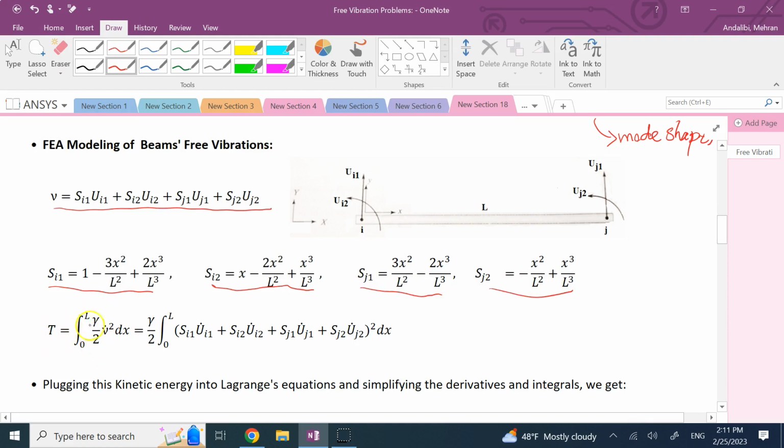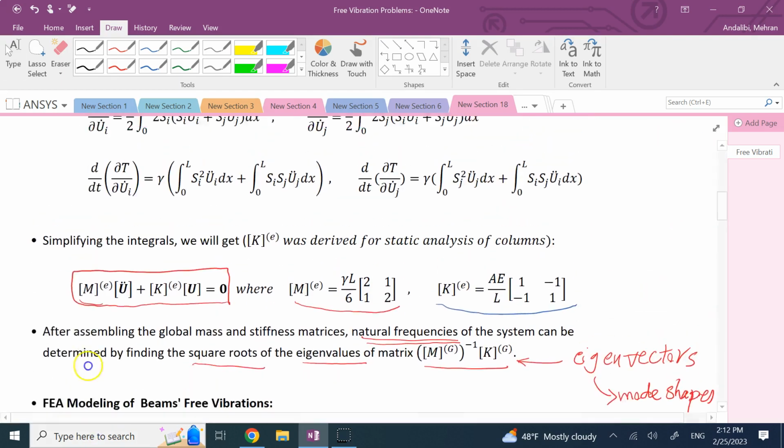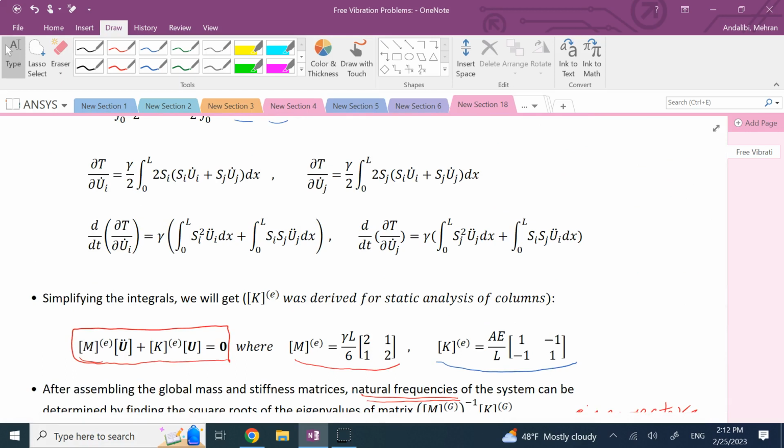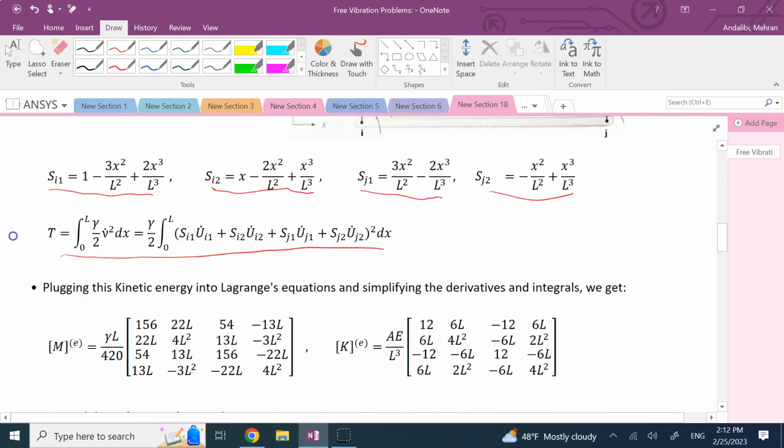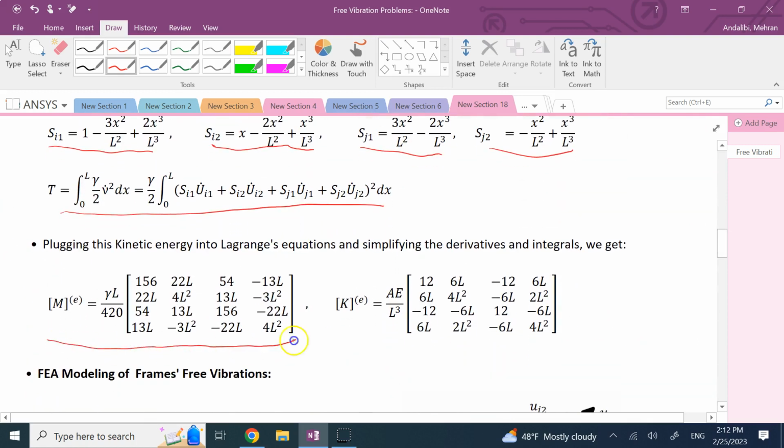Again, T per length is gamma over 2 times the velocity squared dx, and that's going to be this. Here you have to take time derivatives of u, which you have shown here with ui1 dot, ui2 dot, uj1 dot, uj2 dot. And then you have to integrate these shape functions when you square them and take products of them. And then you have to take the derivative of the result with respect to u dot, take the time derivative of that, so it gives you M u double dot. And if you perform all of that, this is going to be your M matrix.